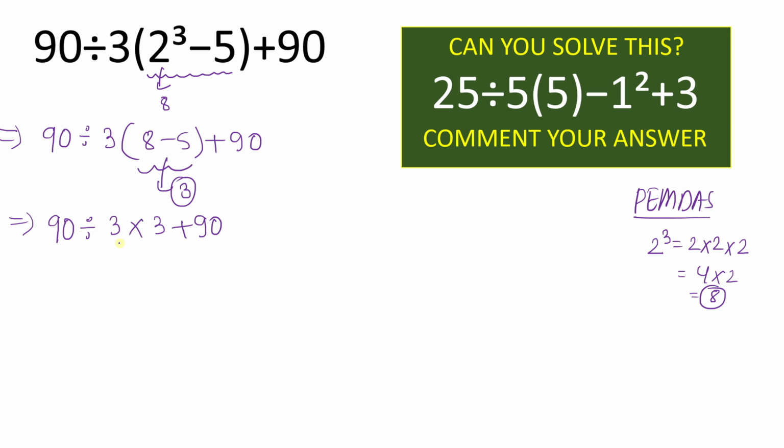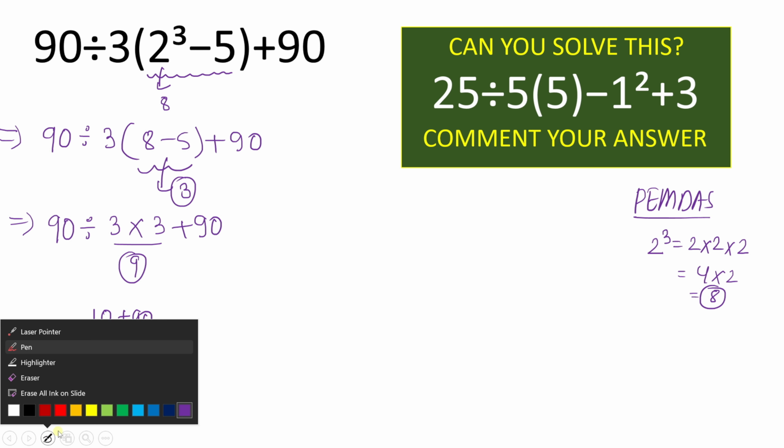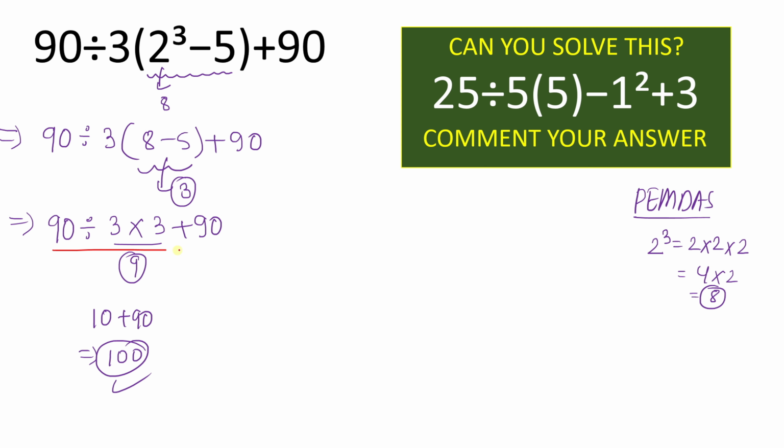Again, many are solving it like this: 3 times 3 gives 9, 90 divided by 9 gives 10, plus 90 equals 100, and they think this is the right answer, but this is not the right answer. So what's the right answer? We will solve from here.